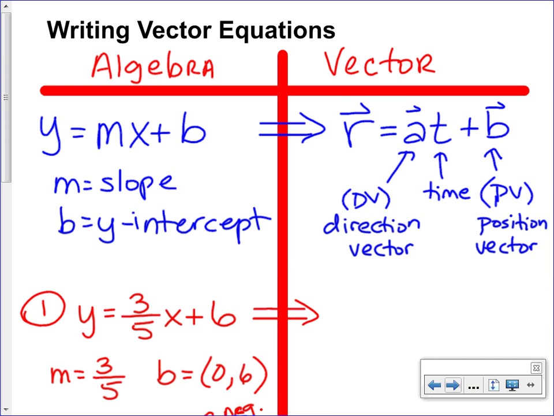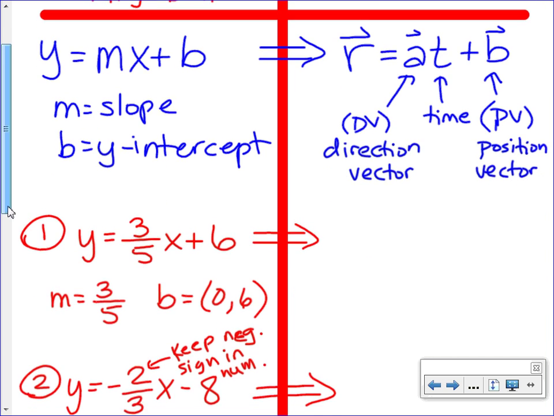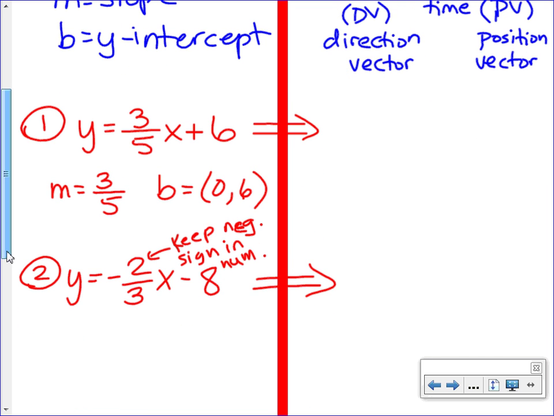Okay, so first example, right? Let's take a look at example 1. I have example 2 right there. So in example 1, we know our slope is 3 over 5, right? And then the y-intercept is 0, 6.